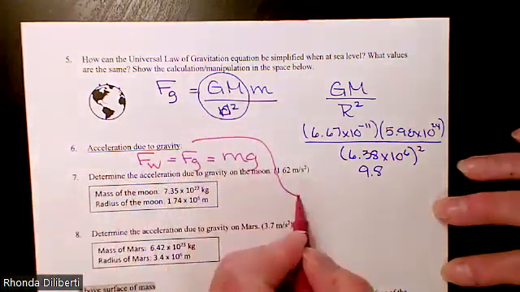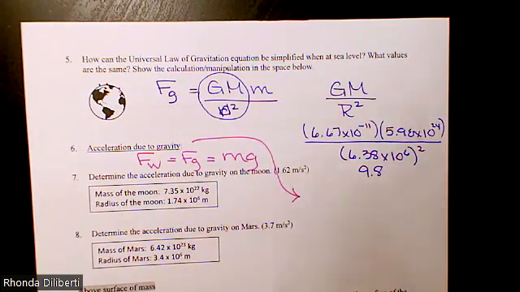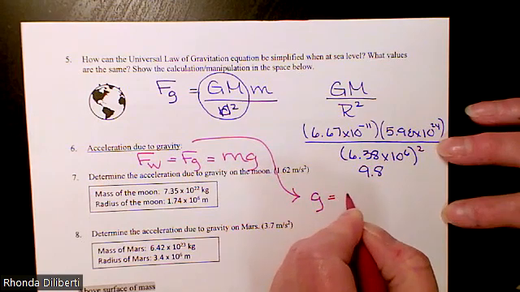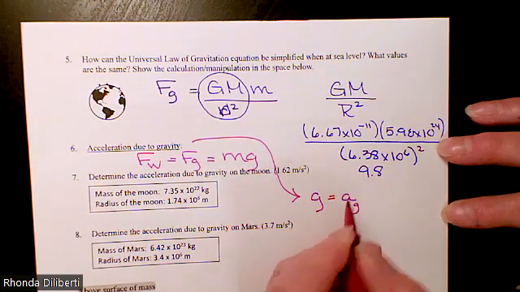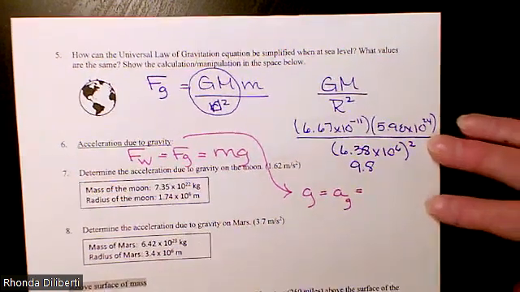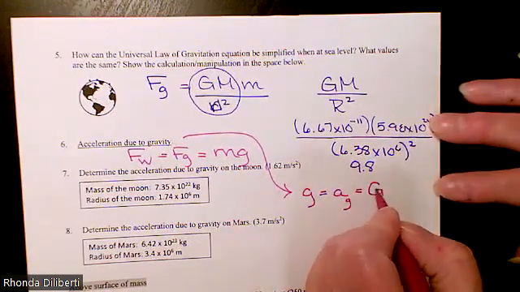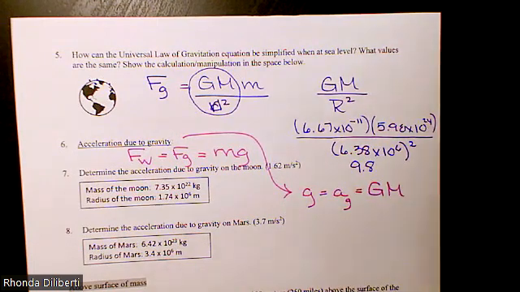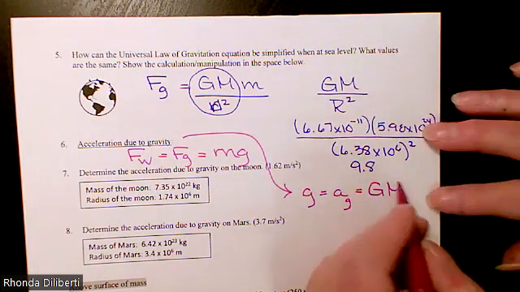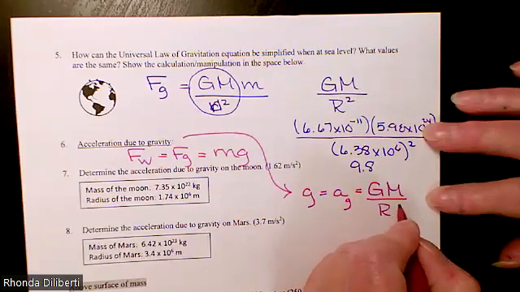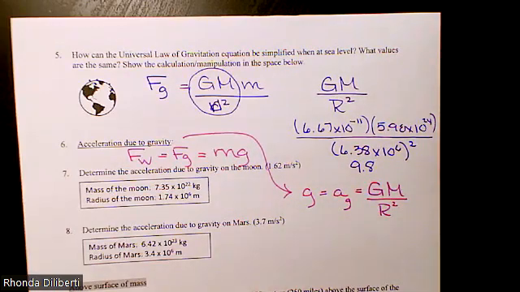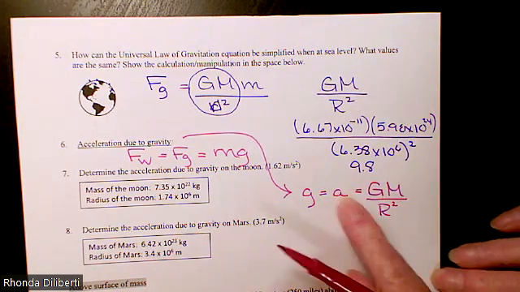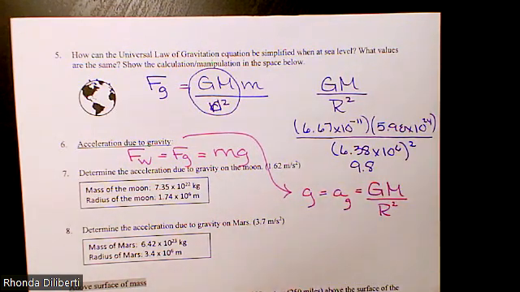So the acceleration due to gravity equation, G, sometimes written as a with a little g, is equal to the gravitational constant times the mass of a planet or a moon divided by the radius squared of the planet or the moon. And now you can find the acceleration due to gravity of any planet or moon.